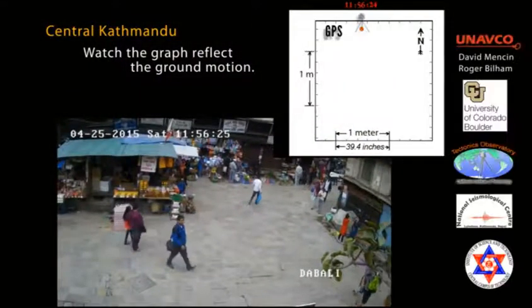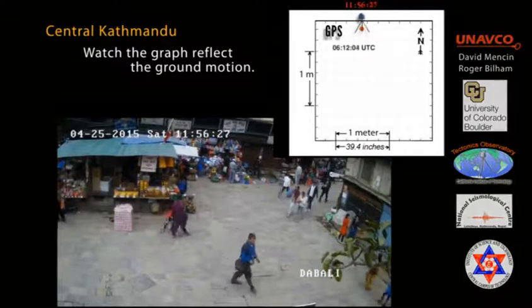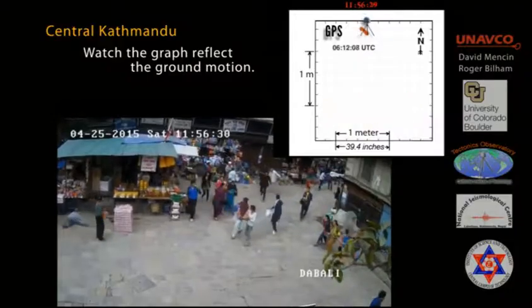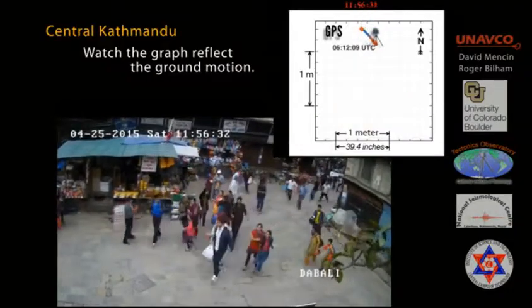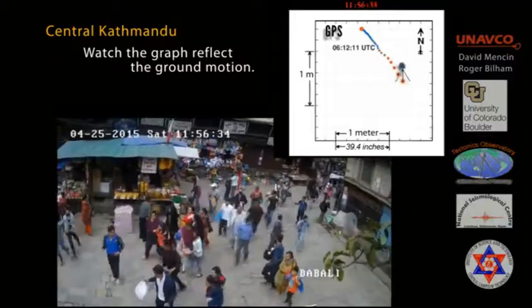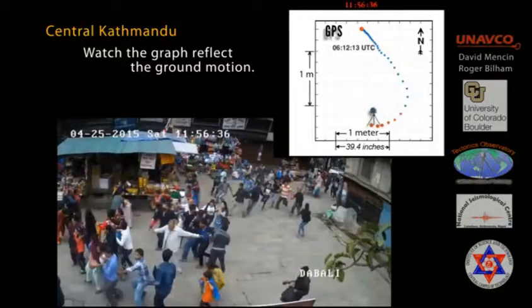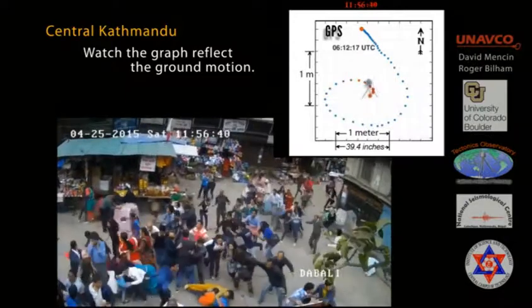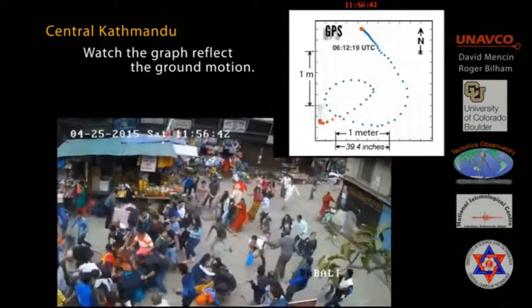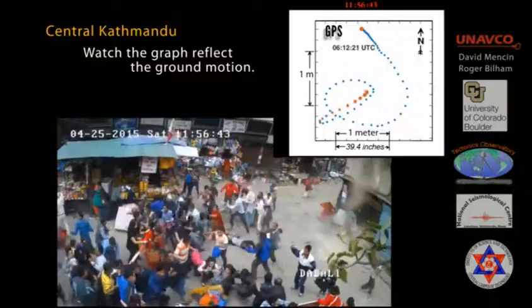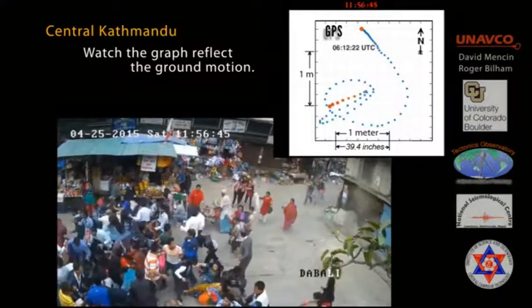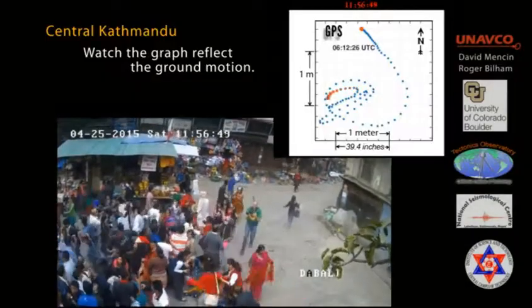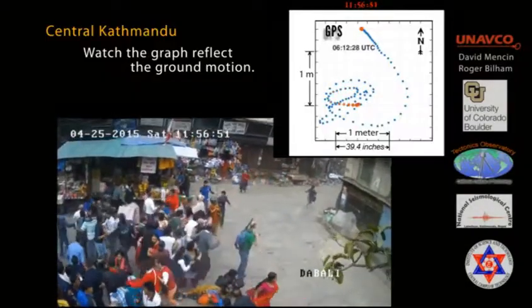A GPS station in the Kathmandu Basin recorded the ground motion, while video captured people's response. Following ground motion of 1.5 meters to the southeast over the first 10 seconds, the ground lurched 1.6 meters west in less than 3 seconds, causing people to stagger and some to fall. Over the next 12 seconds, the ground moved back and forth 3 times, with an average time of 4 seconds for each oscillation. This motion, with 4-second period and decreasing amplitude, continued for another minute.